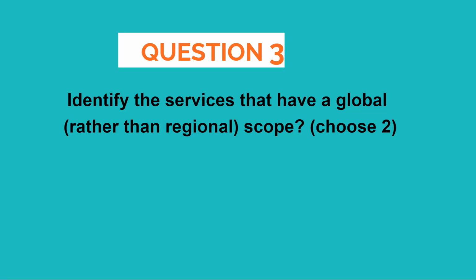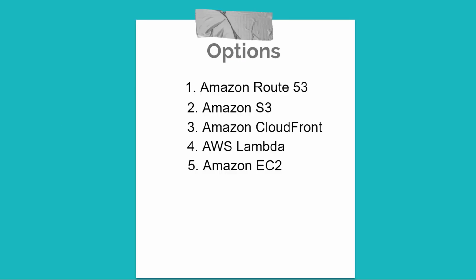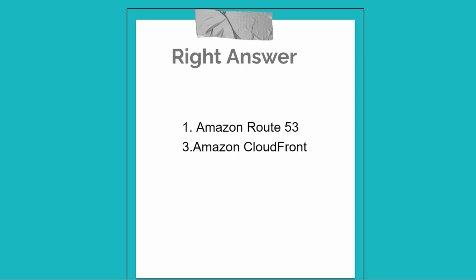Question 3. Identify the services that have a global, rather than regional, scope. Choose 2. Option 1. Amazon Route 53. 2. Amazon S3. 3. Amazon CloudFront. 4. AWS Lambda. 5. Amazon EC2. Right answer is 1. Amazon Route 53.